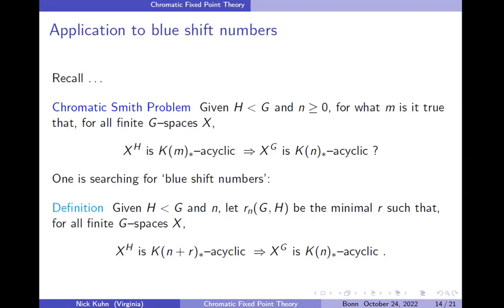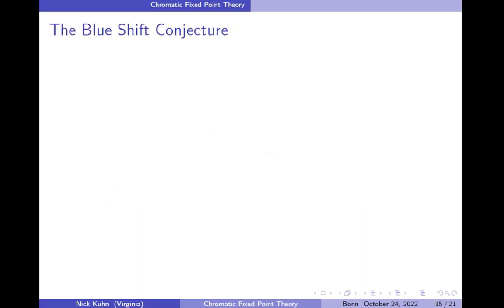Okay. So translated to Balmer spectrum language, the guy on the left is in one of these tensor triangulated ideals, and the guy on the right is defining a different tensor triangulated ideal. So you're wondering when one is contained in the other. Okay, but that's the problem.